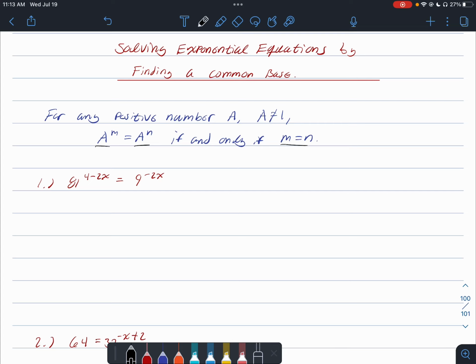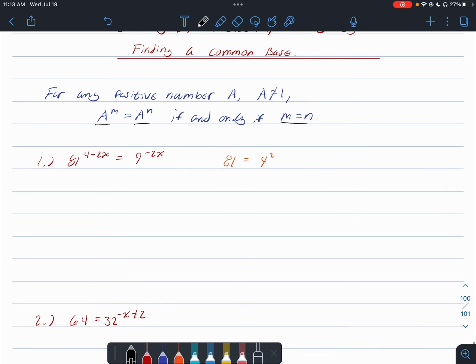So here we have 81 to the 4 minus 2x is equal to 9 to the negative 2x. The first thing we should note is that 81 can be written as 9 squared. So really, this can be written as 9 squared to the 4 minus 2x, and that would be equal to 9 to the minus 2x. Now, since we have a power raised to another power, we have to multiply them together. So we get 9 to the 2 times 4 minus 2x is equal to 9 to the minus 2x. So we have a common base.